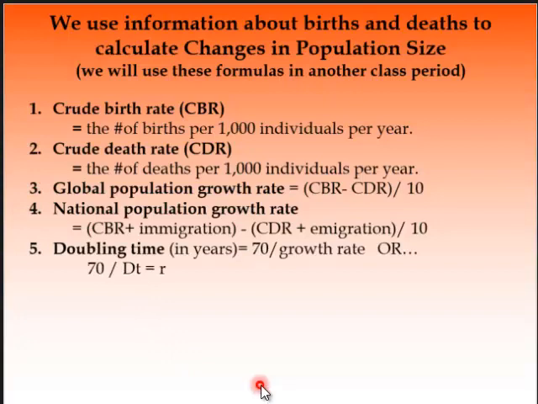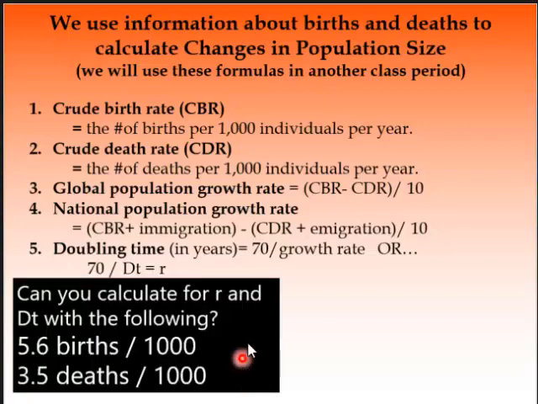Another one you're going to have to know is doubling time. So doubling time, we use the rule of 70. There's a lot of calculus behind this. I'll show you another day because I know that you haven't taken calculus yet. But 70 divided by the growth rate, which is this stuff right here, is going to tell us how long it's going to take in years for a population to double. That's human population. So let's practice these real quick.